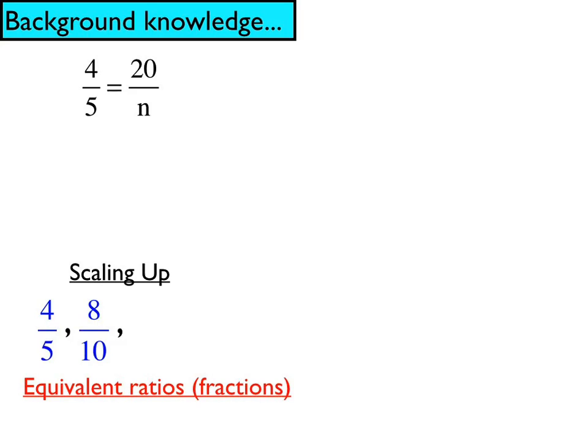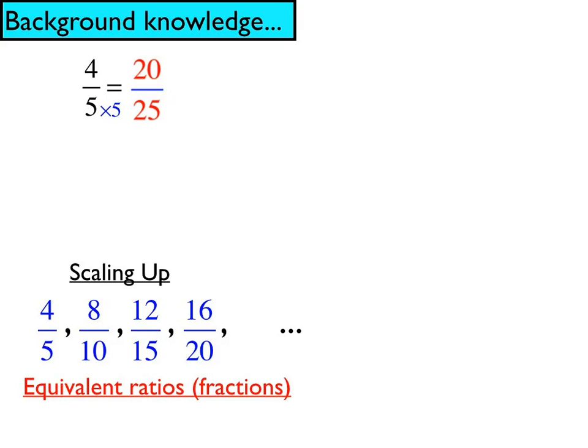So here was one that we did yesterday. We practiced by scaling up until we finally got a numerator of 20, or we looked to see what we could multiply the denominator by to make 25. And we did the same thing with the numerator, and most of us chose to do it that way. And in this one from yesterday, we ended up with n equals 25.